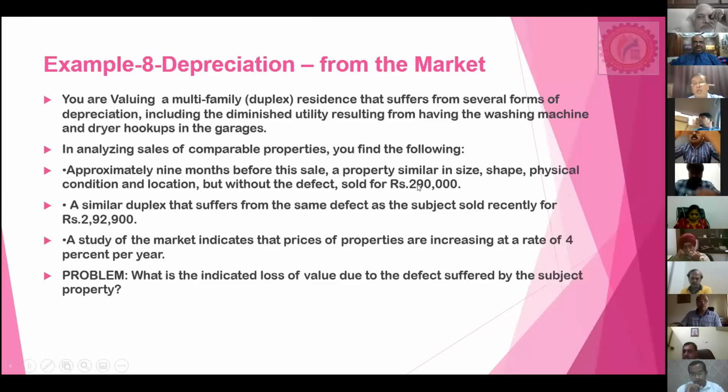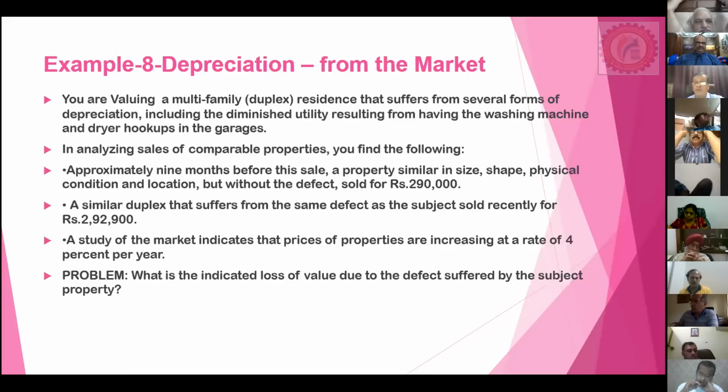Has sold for 2,90,000. Okay, here I have got one sales data. So this is without a defect. I have got one data. Now for the time being, you just remember with the defect and without a defect, you have got two data. No, because this is not the sales comparison method of arriving the market value. Our aim is to arrive the depreciation value.